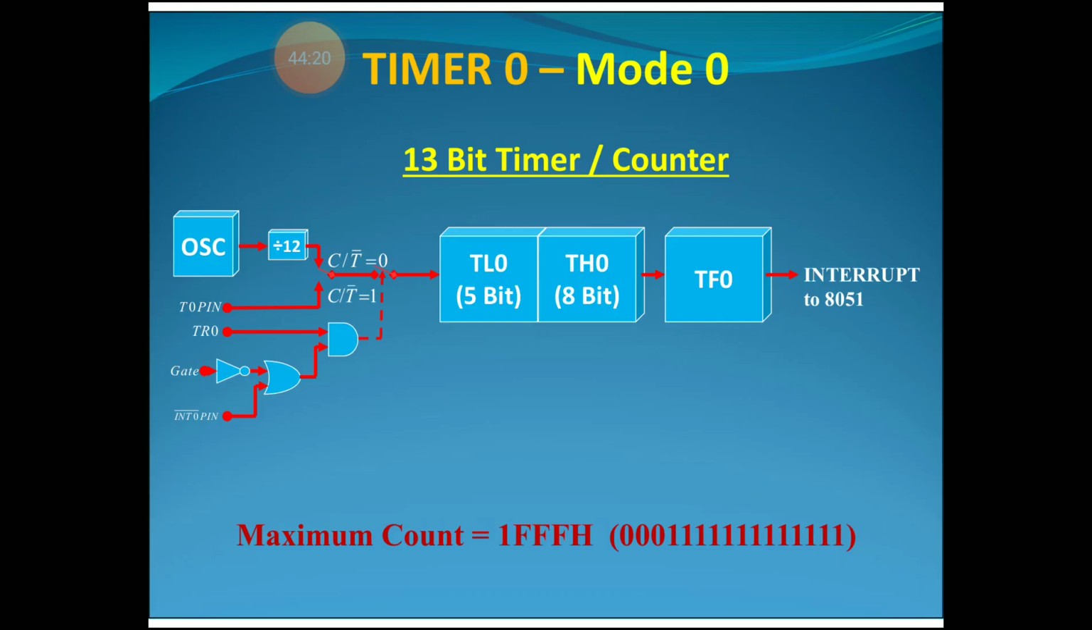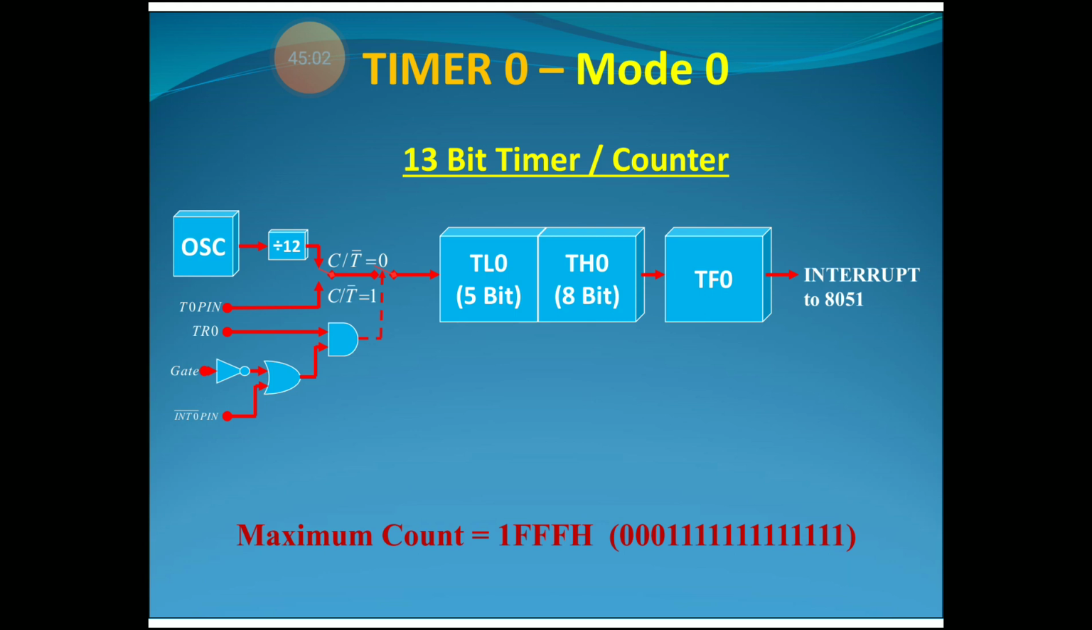So this is a generalized diagram for mode 0 for timer 0. This diagram consists of various blocks. Here the timer is used as a 13-bit timer. Among the 13 bits, TL0 contains only 5 bits and TH0 contains 8 bits. When TL0 reaches the maximum value, that is 0 to 31, upon the next clock pulse it is reset to 0 and enables TH0. So this 13-bit timer counts a maximum value of 8192. Upon the next clock pulse, this timer overflows, which sets the flag TF0 bit and an interrupt signal is generated to the controller.